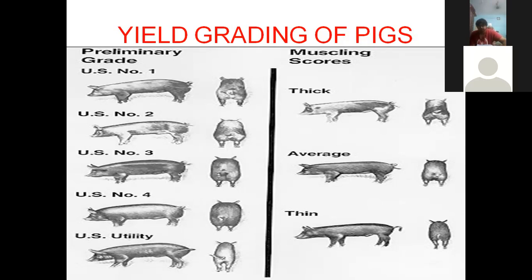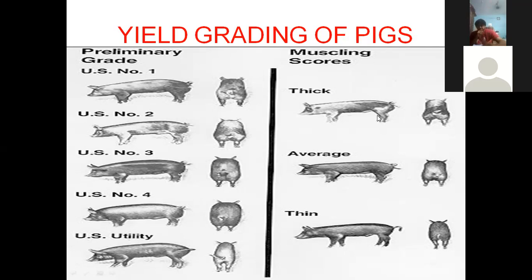So in the case of muscling, as we already talked about in the case of cattle, here also you have to see that the ham region should be bigger than the loin region. You can see a short ham cushion should be there. The shank should be very small. You can see the difference. It should be full ribs. Just like in the case of cattle, same thing.